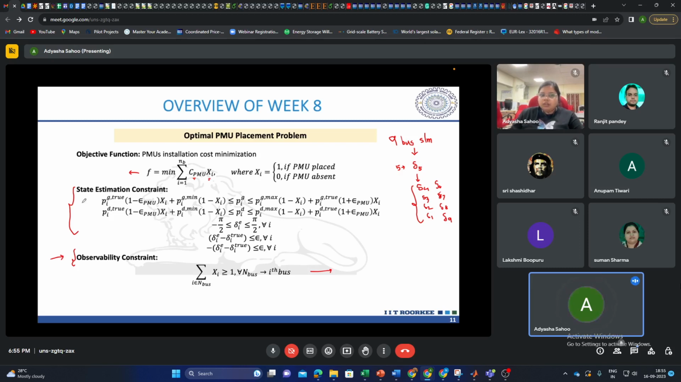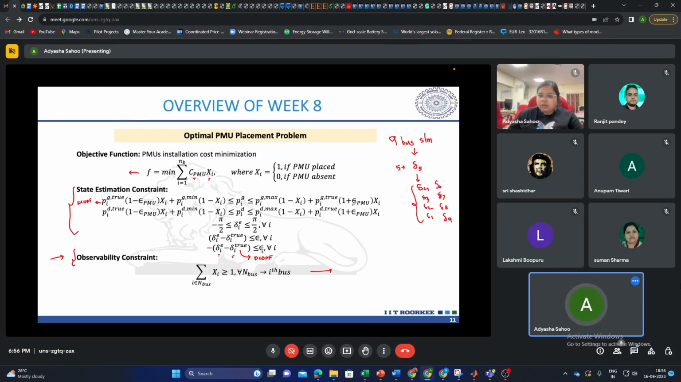And then we have the state estimation constraint. So this PGI true is what you are getting from the DCOPF solution, right? PGI true, then delta I true. So all these true values we are getting from the DCOPF solution. And what you are trying to do is minimize the error between the true and the estimated values. Delta I is computed using this formula. So you want minimum error which is less than epsilon.